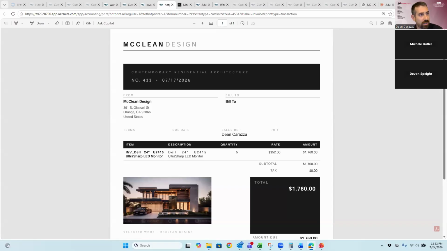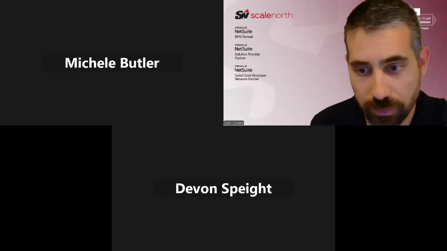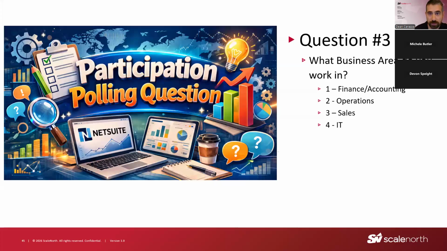So let me go ahead and launch the third polling question here. All right, let's go for the third one. And then let me stop sharing my screen. I'll bring up the polling question here. Share screen. All right, so the third question, what business area are you in? Are you in finance and accounting, operations, sales, or IT?